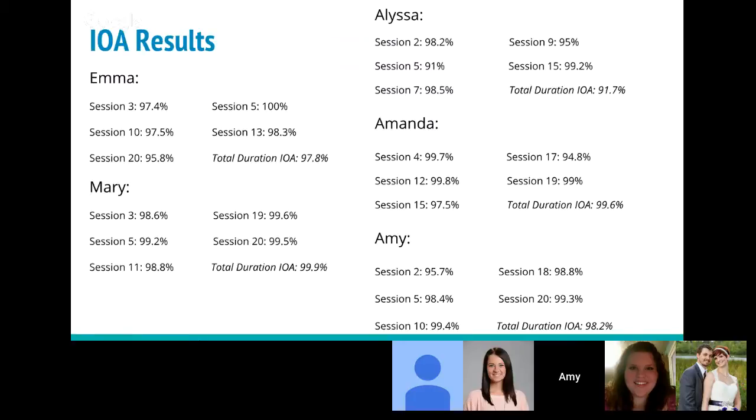So these are everyone's IOA results since we all reviewed each other's videos of our eating. I had very high levels of inter-observer agreement, with my lowest being 95% and my highest being 100%. That showed that the total duration taken on my videos compared to the total duration that the person who watched my videos got were very similar to each other. So that resulted in a total duration IOA of 97.8%.